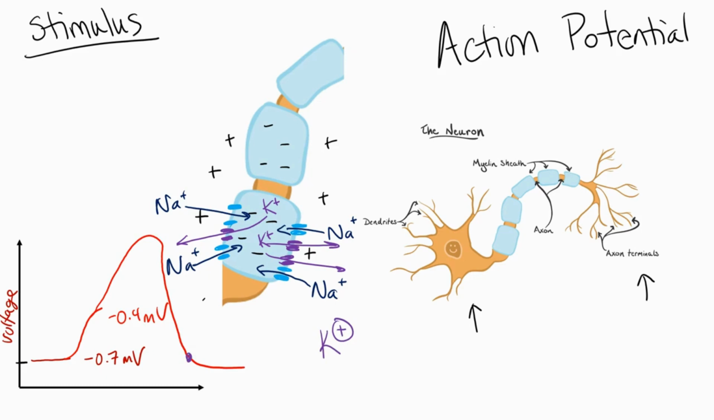If these channels stay open and we still have a ton of sodium coming in and a ton of potassium going out, it's like our neuron or nerve is oversaturated and can't process anything. So the time it takes for that nerve or neuron to get back to that resting spot is going to determine when it can respond again to another stimulus.